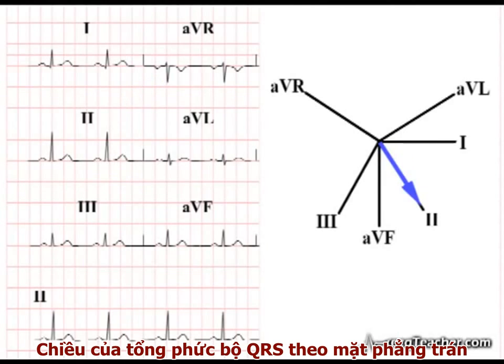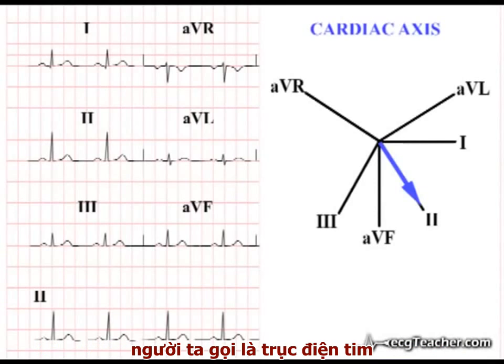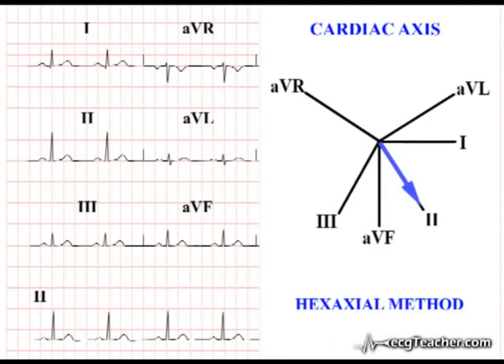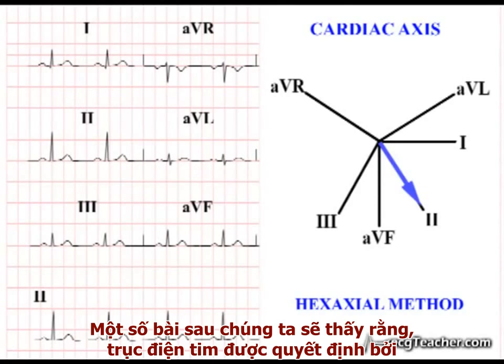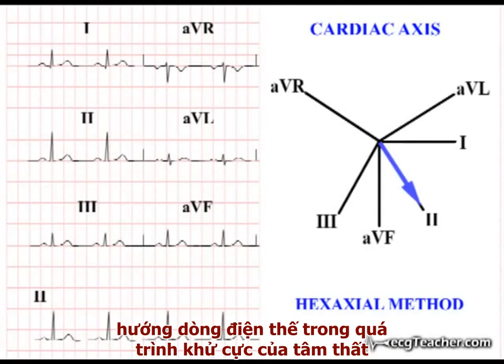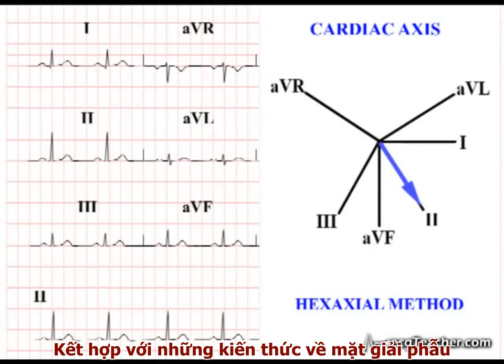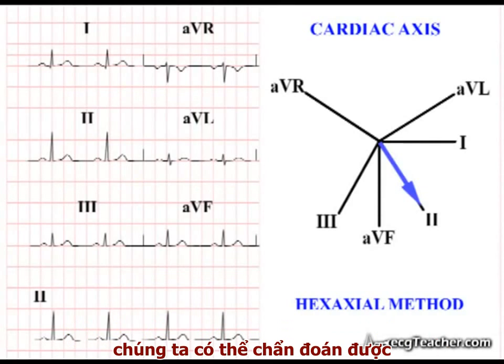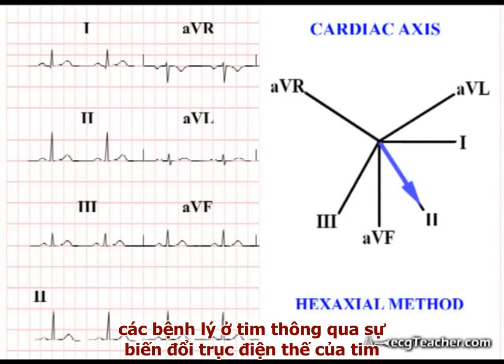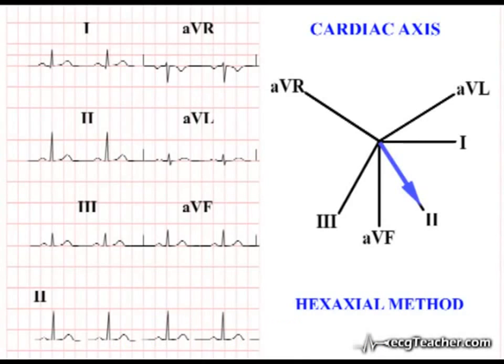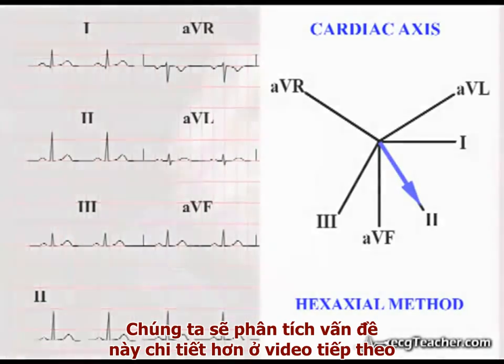The direction of the total frontal QRS vector is called the cardiac axis, and we've just estimated its position based on the morphology of the QRS complexes in the frontal leads, the so-called hexaxial method. As we'll see shortly, the cardiac axis is determined by the pattern of flow of depolarization in the ventricles, and this in turn is determined by an intact ventricular conducting system. Combined with a little anatomical knowledge, we can diagnose disease by detecting shifts in the position of the cardiac axis. We'll now explore this area in more detail in the videos which follow.